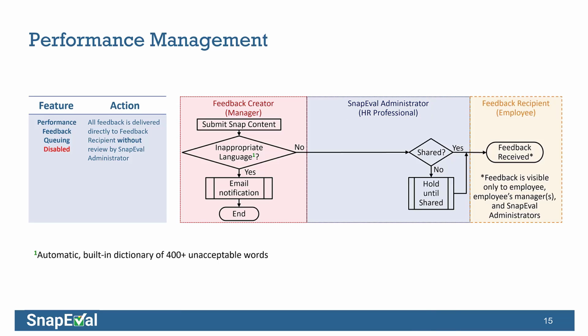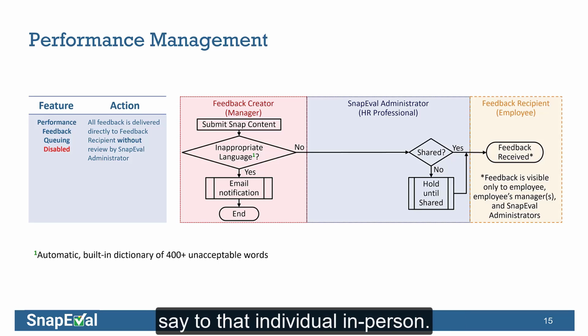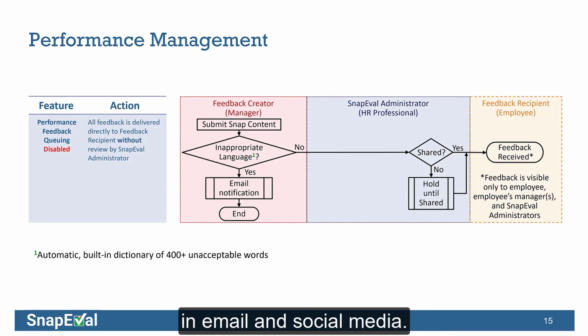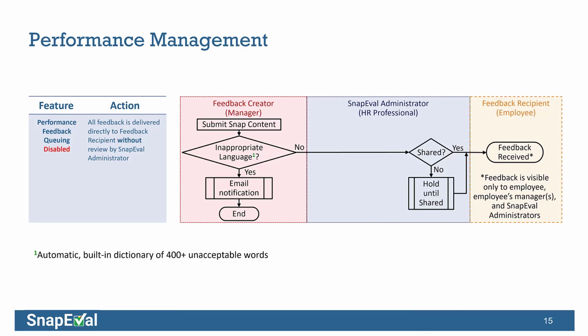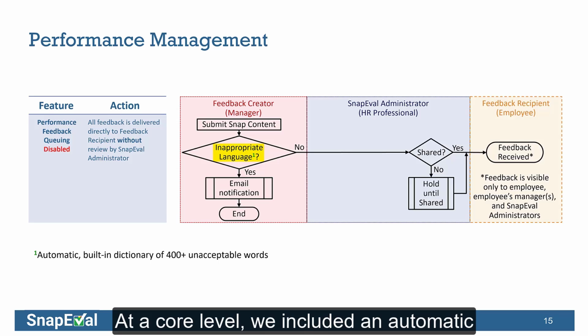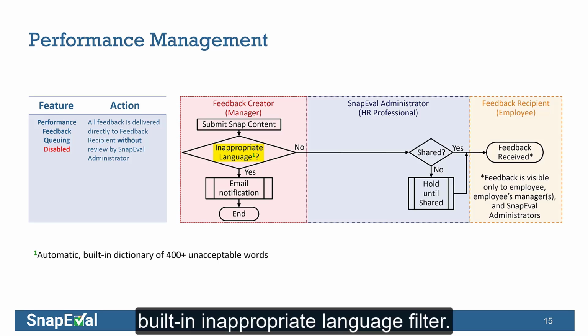Unfortunately, people will sometimes say things electronically about another individual that they would never say to that individual in person. We've all seen this behavior in email and social media. For this reason, we built multi-layered Snap content safeguards into SnapEval. At a core level, we included an automatic, built-in inappropriate language filter.